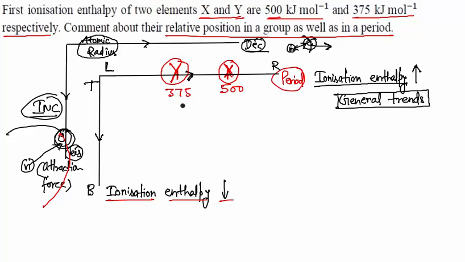And what about in a group? Again the same. If it is decreasing, the more value will come first, and the less value will come after that. So this 500 is your X, and this 375 is for Y. So if you are moving in a group from top to bottom, you will encounter first X, and then you will encounter Y. Got the point? Hope it is clear to you.